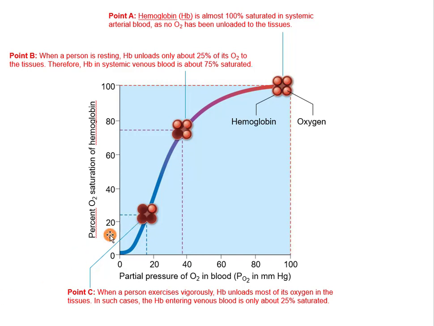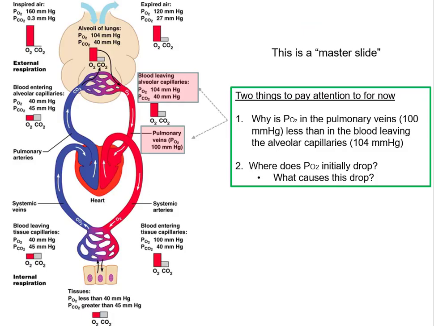But now what I want you to see is, let's go back to this slide here. See how it says tissues less than 40? The standard number that we use is that the resting tissue has a PO2 of 40, but let's say you're exercising, and the tissue happens to be the quadriceps, and now you're running or doing squats or whatever it is.